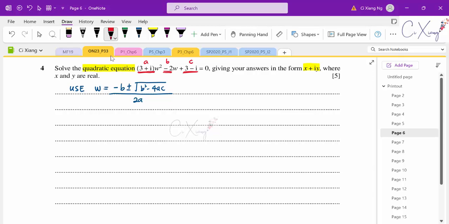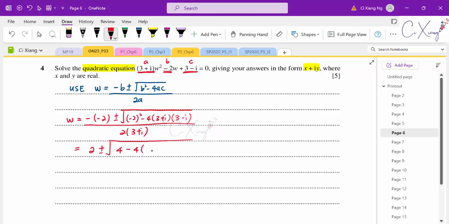Alright, so this is what we have for a, b, and c. So we want to apply this in our equation here to get w. So w equals negative b plus minus the square root of b squared minus 4ac. So b squared is negative 2 squared, minus 4, then a is 3 plus i, then c is 3 minus i, then divided by 2a, so 2 multiplied by 3 plus i here. Of course you can try to simplify them. So negative 2 becomes positive 2. So plus minus, negative 2 squared, I'm having a 4. So minus 4, I just copy it first.